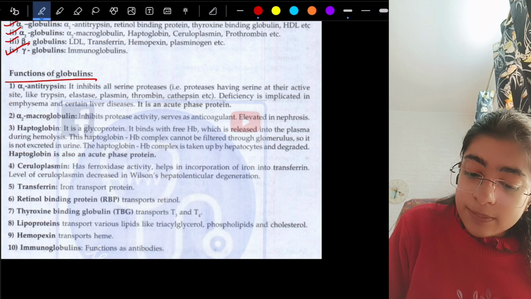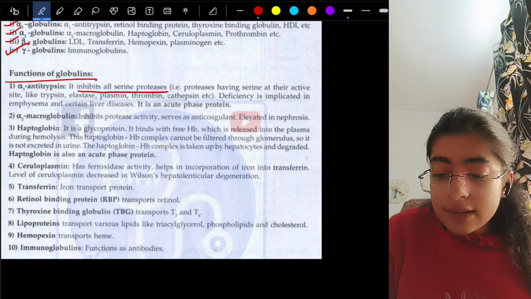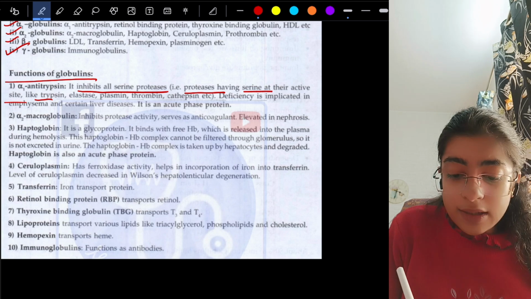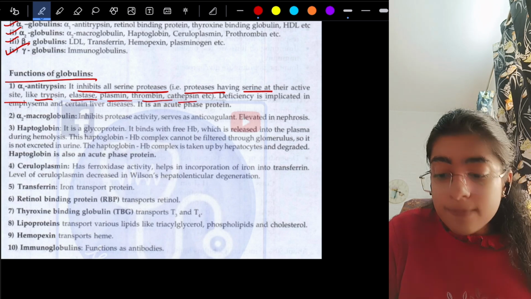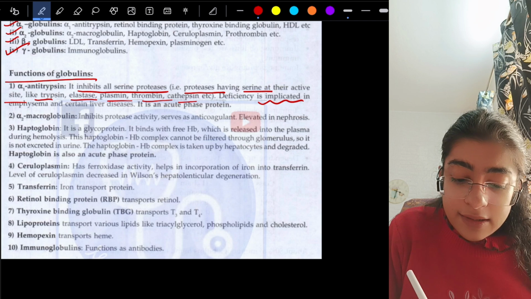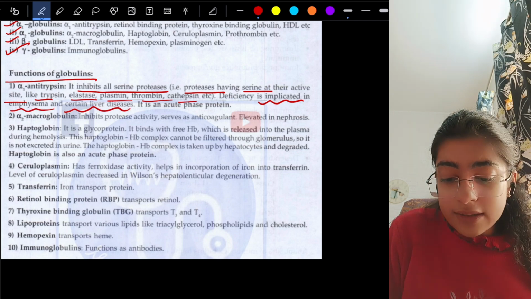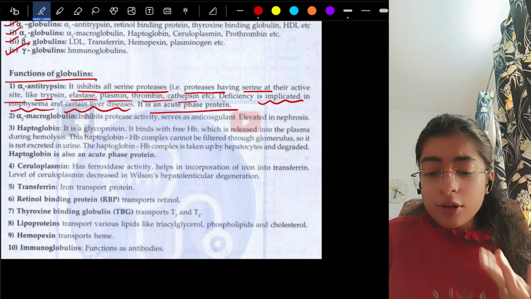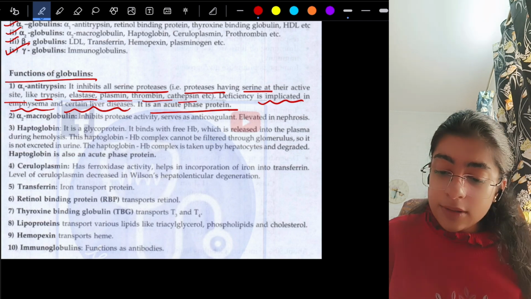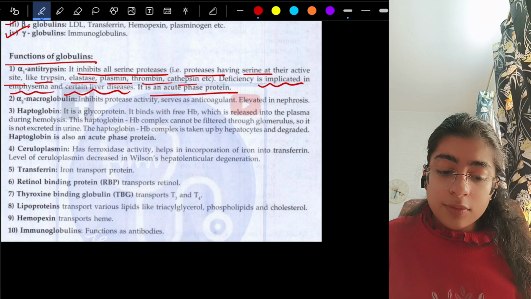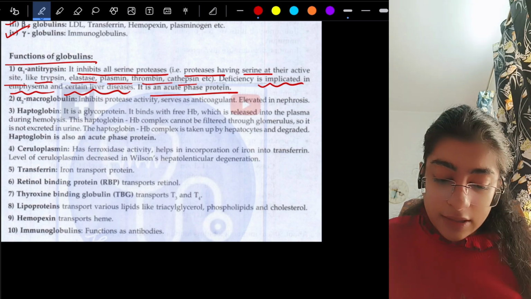So alpha 1 antitrypsin inhibits all the serine proteases, because these proteases have serine at their active site, like trypsin, elastase, plasmin, thrombin, cathepsin. These are examples of serine proteases. Deficiency is implicated in emphysema and certain liver diseases. It is an acute phase protein. I will talk about acute phase proteins afterwards, but it inhibits all the serine proteases basically.